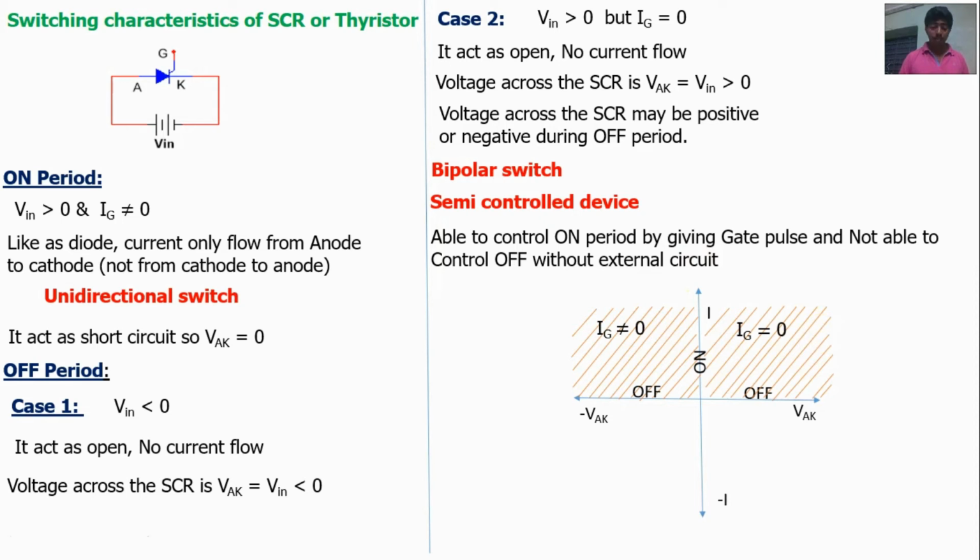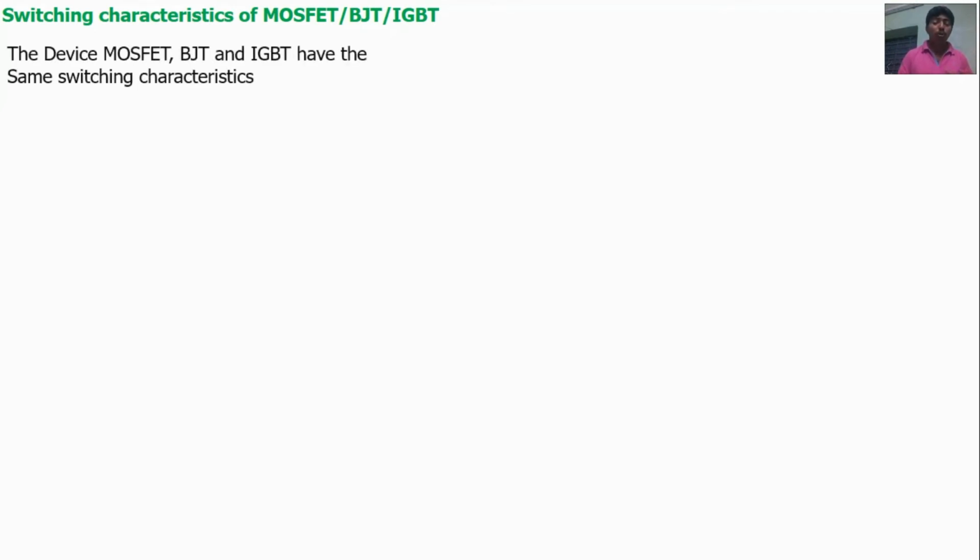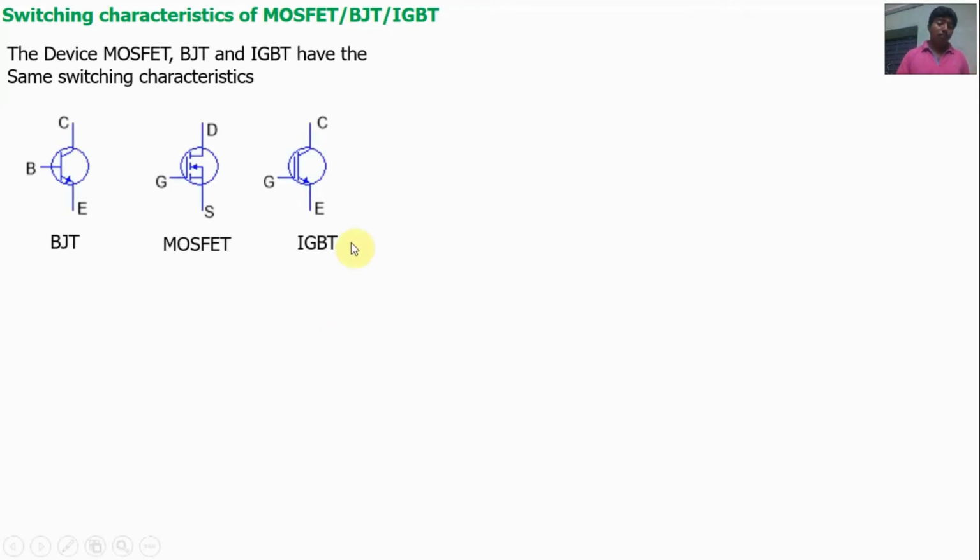Third, switching characteristics of MOSFET, BJT or IGBT. The switching characteristics of MOSFET, BJT and IGBT are the same. This is the symbol of BJT: base, collector, emitter. MOSFET: gate, source, drain. IGBT: gate, collector, emitter. During the on state, always remember that the collector to emitter voltage is biased positive.